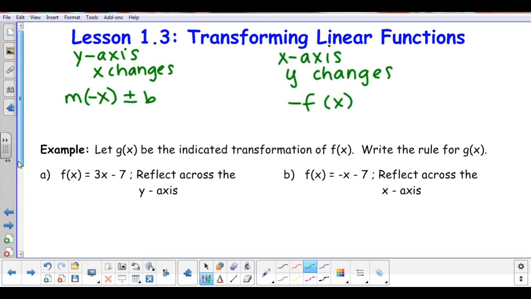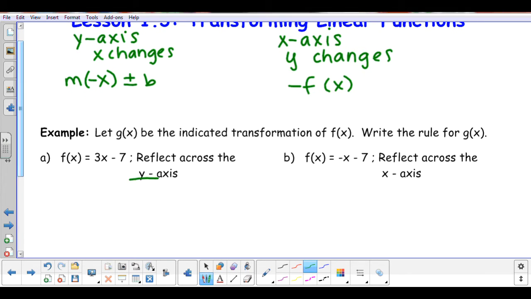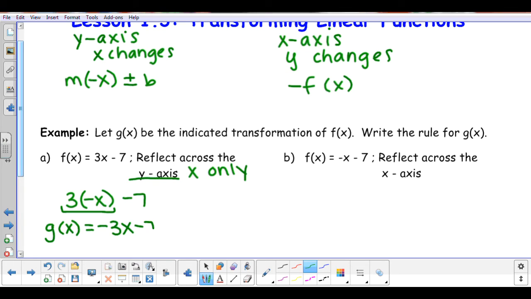So here in A, I have reflect across the y-axis. So the y-axis is the x only change, so I'm going to make that x inside negative. So my 3 would be in front, my x I'm going to make negative, and I have subtract 7. So to write my new function of g of x, I'm going to have 3 times negative x, which would just make this a negative 3x, subtract 7. Okay, so the only sign that changed was the x.